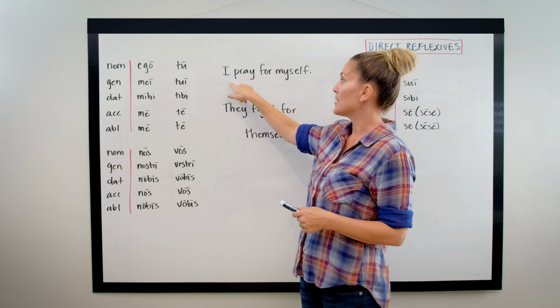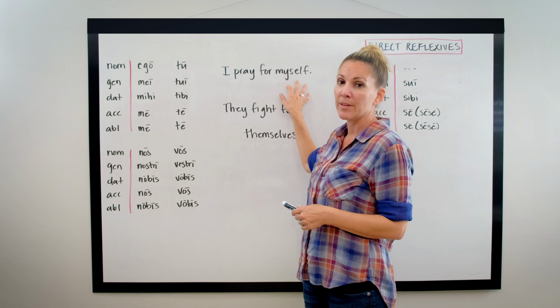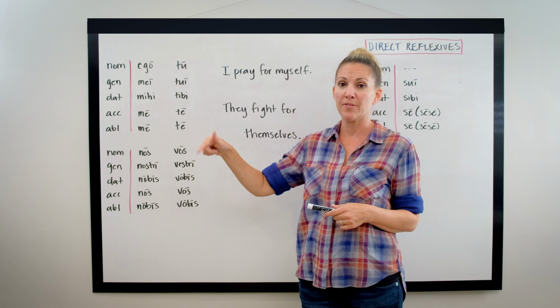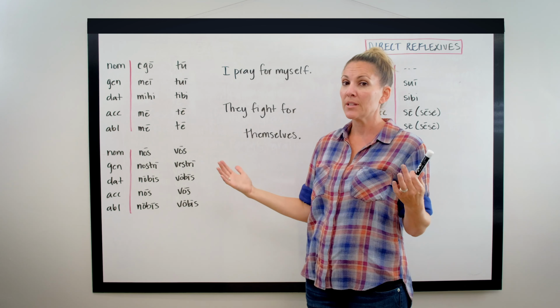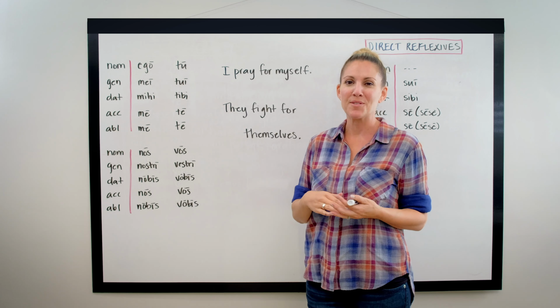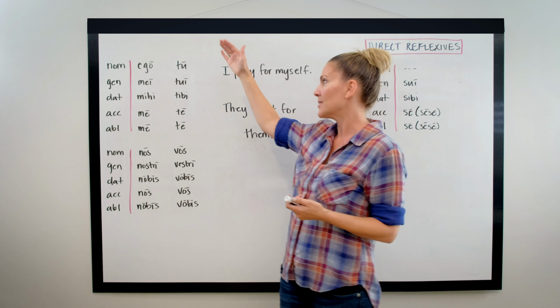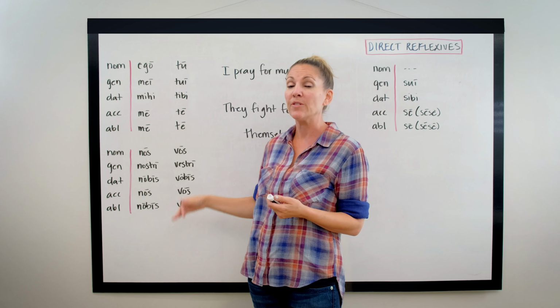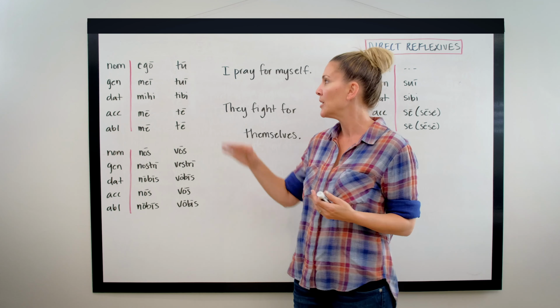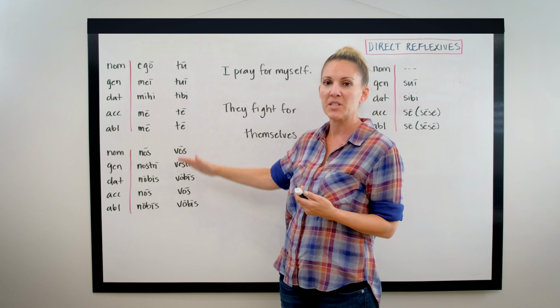It's referring back to the subject. So any pronoun that refers back to the subject of its own clause is called a direct reflexive. Fortunately, you have already learned the direct reflexives for the first and second person. They're exactly the same as the personal pronoun. So if you need to use a direct reflexive in the first or the second person, you're just going to use one of these same words.